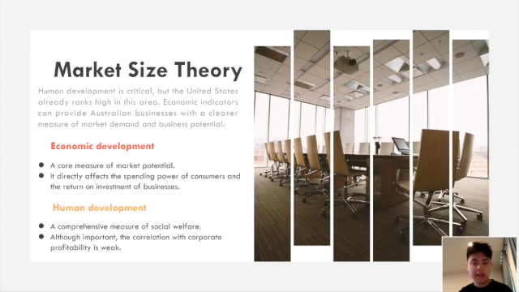The level of economic development is a core index to measure the market potential. It directly affects the spending power of consumers and the return on investment of enterprises, and it is closely related to the profitability of enterprises. Human development is more of a comprehensive indicator of social welfare. Although it is important, it has a weak correlation with corporate profitability. Therefore, economic indicators will be more important for Australian companies to expand their business in the United States.